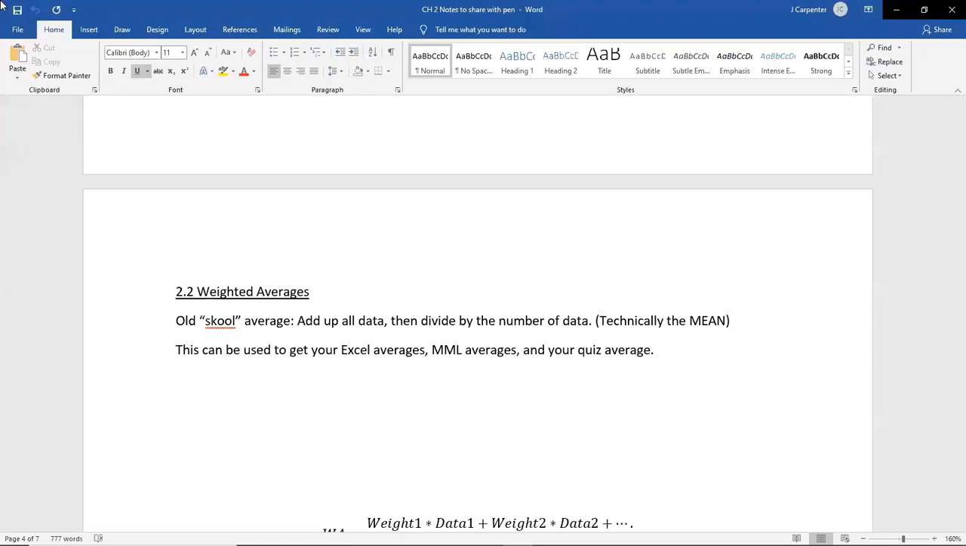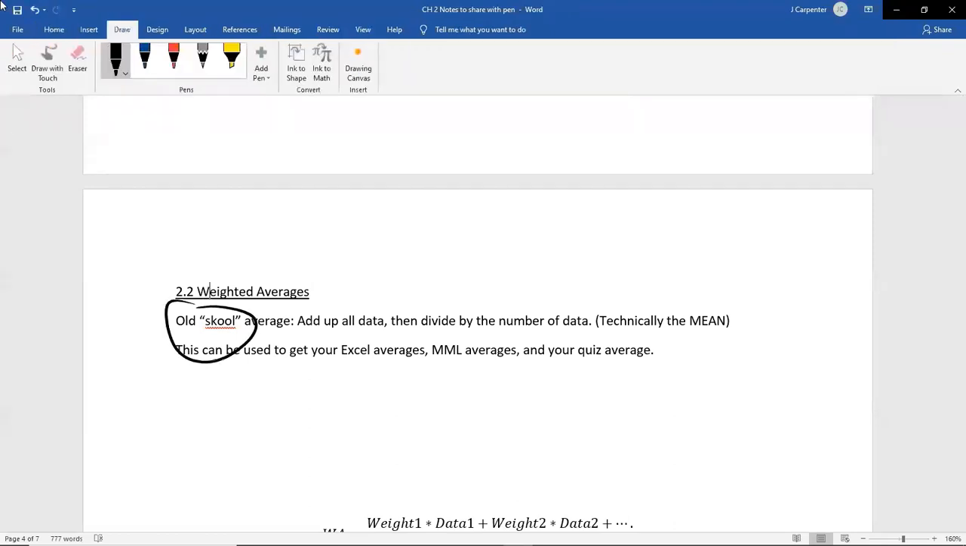So a weighted average is when someone says this item A is more important than item B, so we're going to give it more weight. And more weight means that it has more effect. If you have a teacher that weighs everything exactly the same, and you get an 80 on the midterm and a 100 on the final, you'd end up with a 90 based on the old school average, which is just add up the data and divide by the number of data.